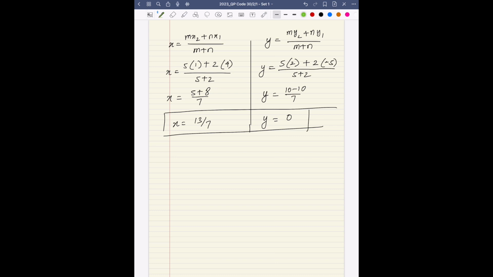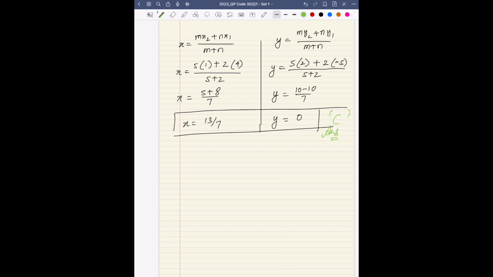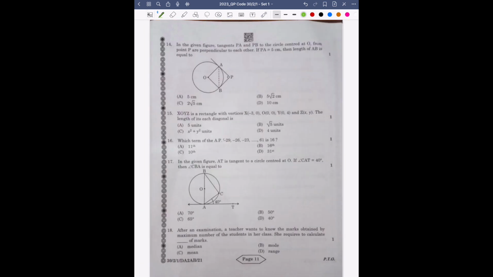Okay, so the answer is what? C. This is our answer. Okay, very easy. Let's look at the third question. Third question is from AP. Okay, so what is the third question saying?